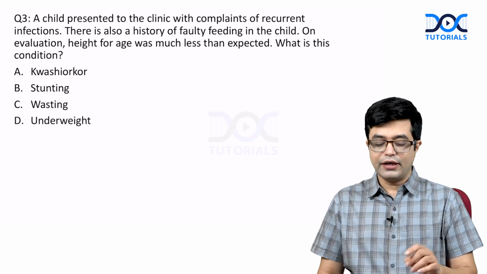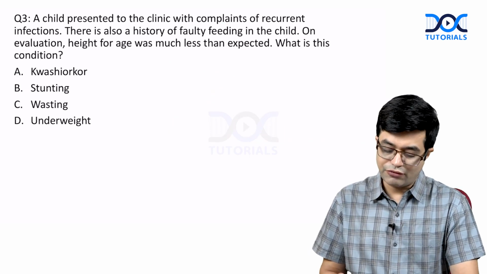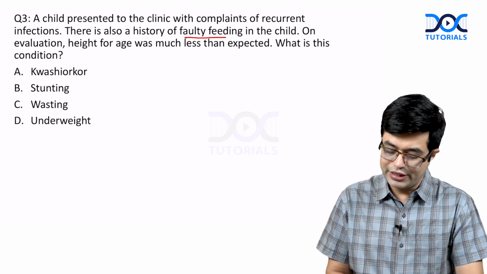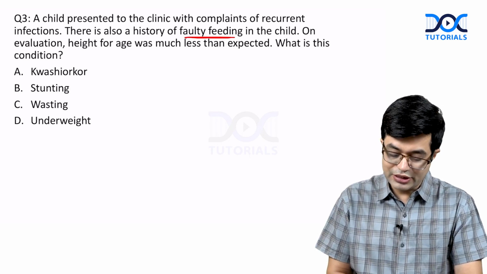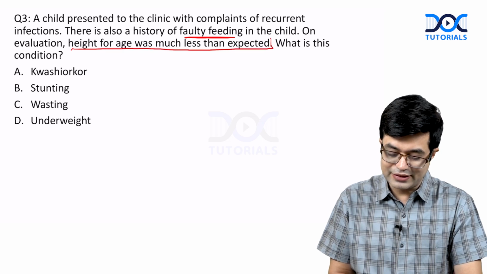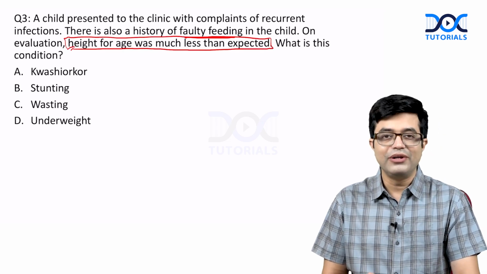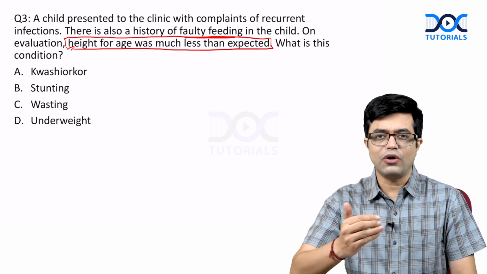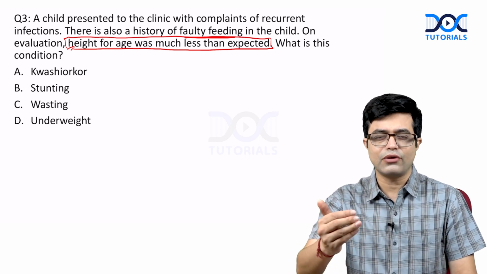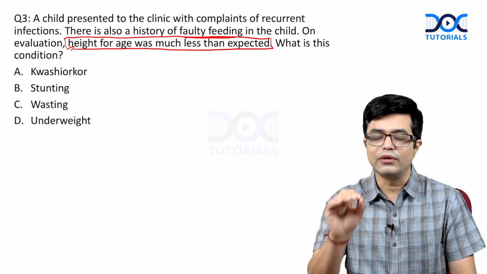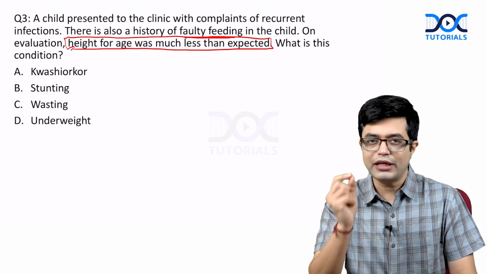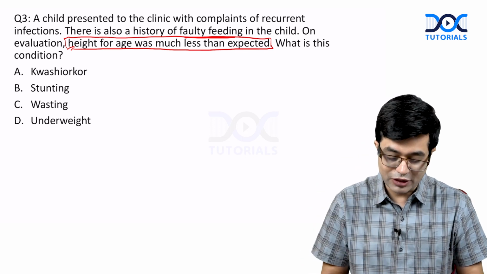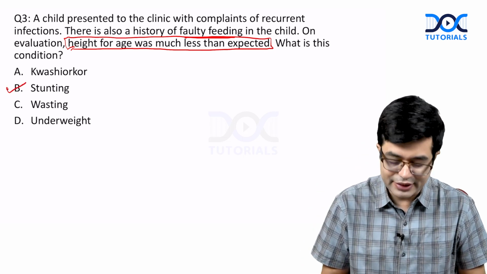Question number 3. A child presented to the clinic with complaints of recurrent infection. So repeated infections are happening. There is also a history of faulty feeding in the child. On evaluation, height for age was much less than expected. We all know that this is a patient who's having a long-term problem. So if there is a long-term chronic illness or faulty feeding, height will not grow. If height for age is below -2 standard deviation, the term for that is stunting. And that is one of the options here. So stunting is the answer.